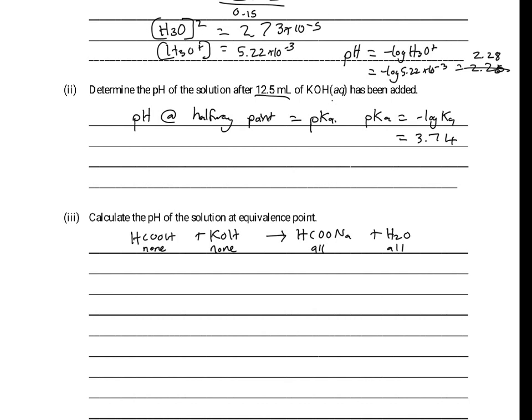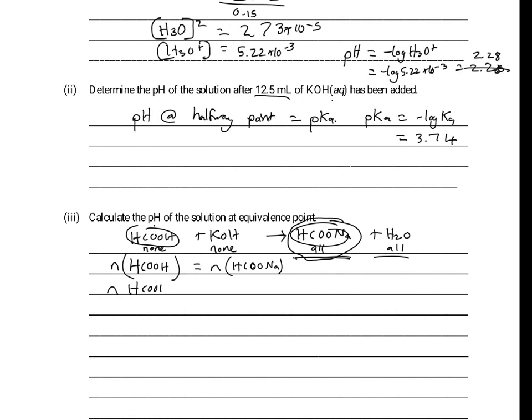So at the equivalence point, the only thing that is contributing to the pH of the solution is the methanoate. Because there's no methanoic acid, there's no potassium hydroxide, they won't affect the pH. Water is neutral, so this is the only thing that affects the pH. So we need to know how much of that we have. And looking at our equation, for every one of these, we produce one of those. So the number of moles of methanoic acid is equal to the number of moles of methanoate.